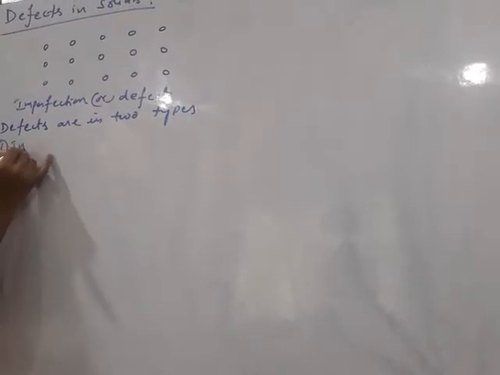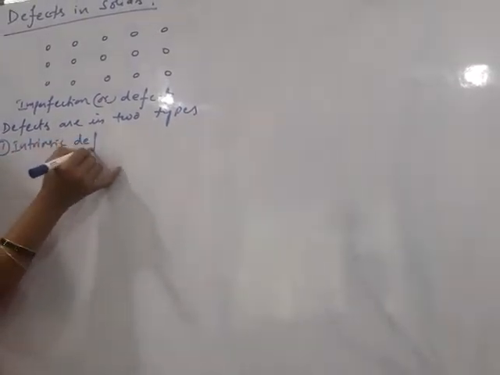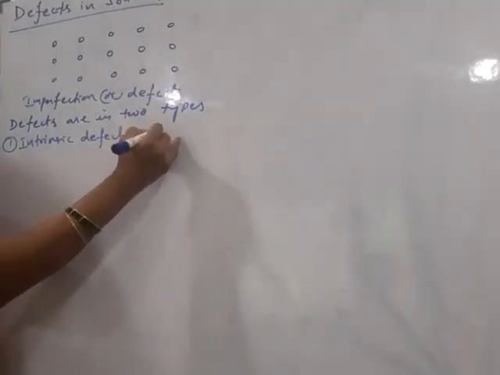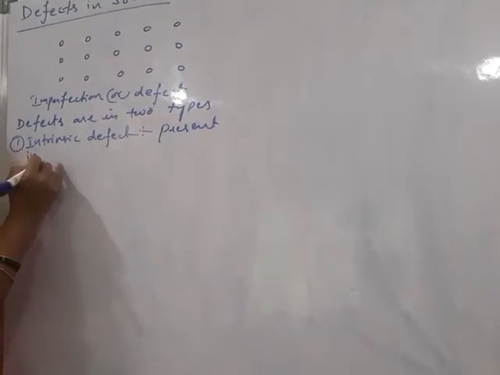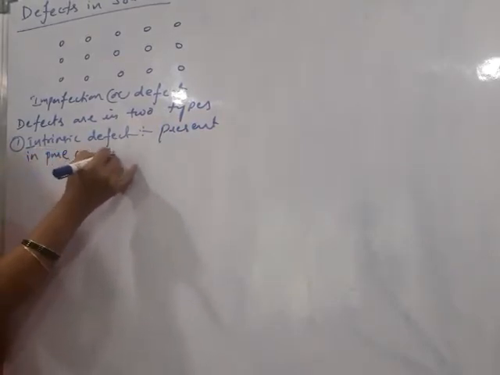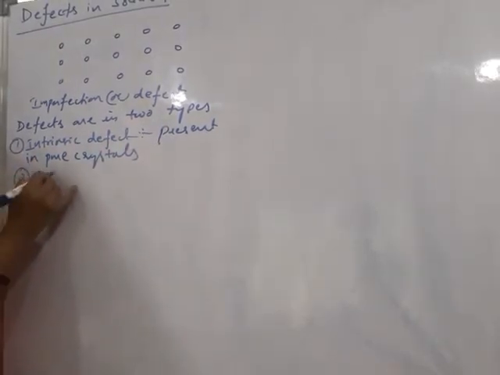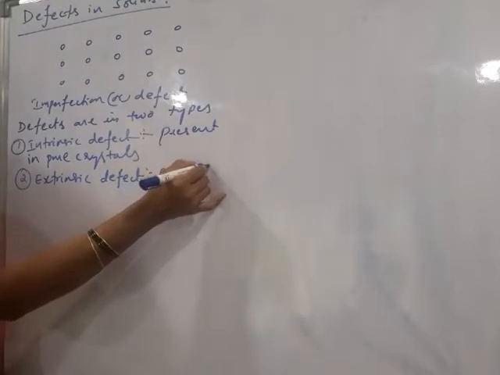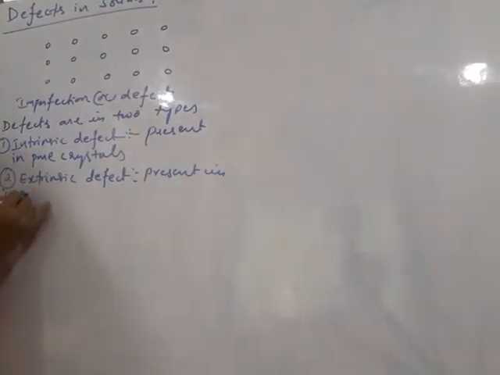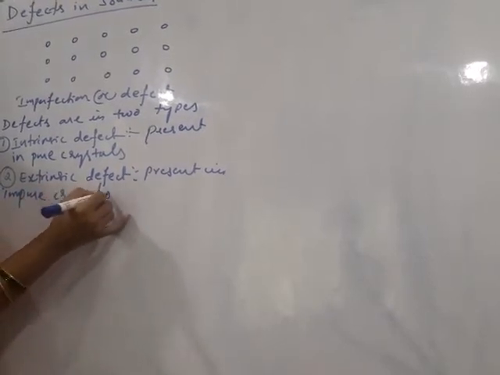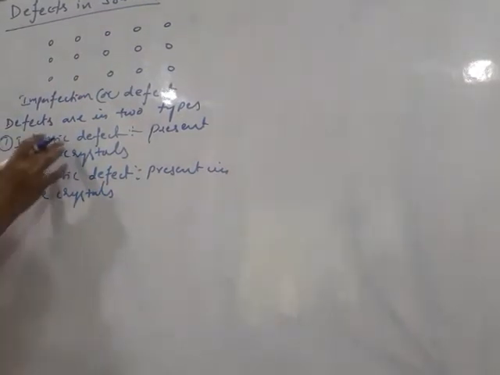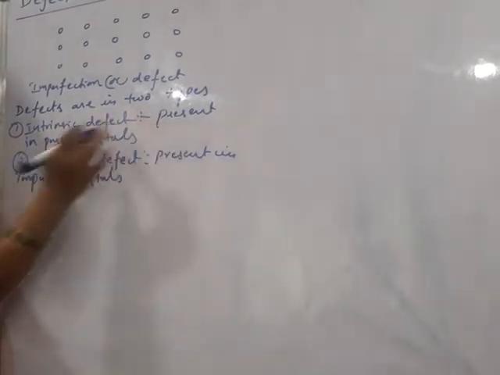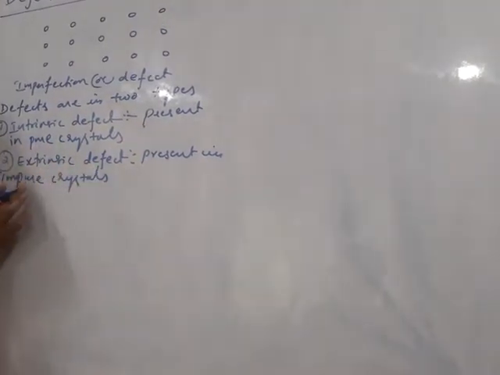Number one, intrinsic defect. Intrinsic defect is generally present in pure crystals. Next, the second one is extrinsic defect, generally present in impure crystals. So these are the general types of defects. Intrinsic defect is present in pure crystals, whereas extrinsic defect is present in impure crystals.